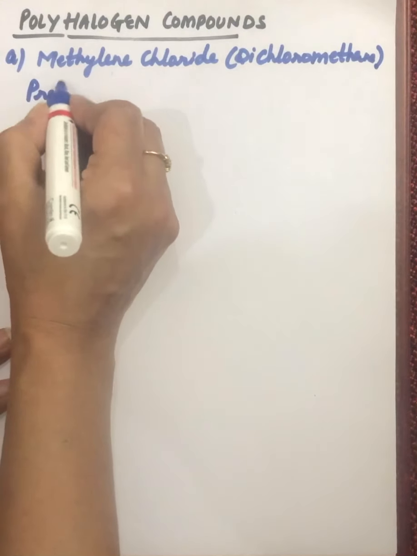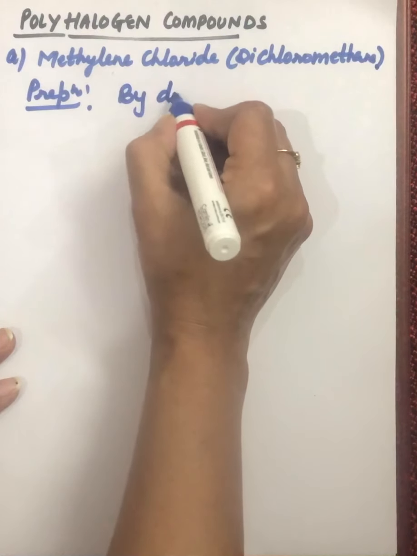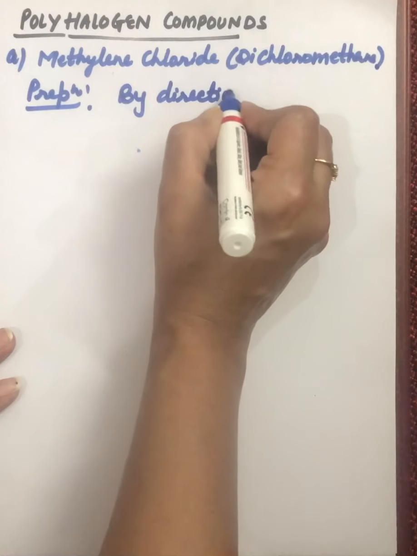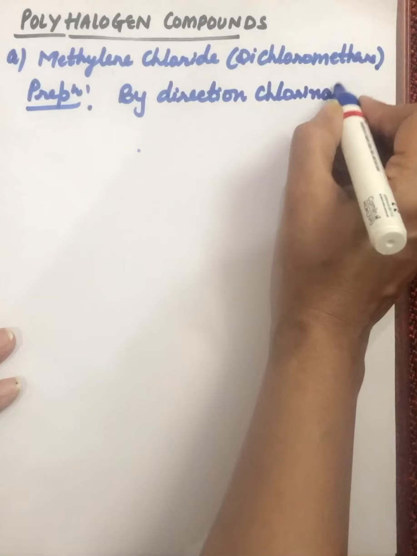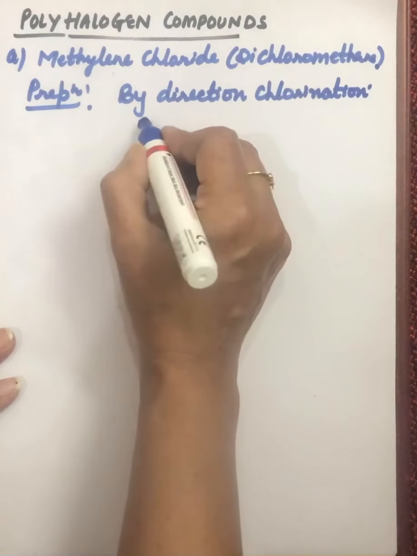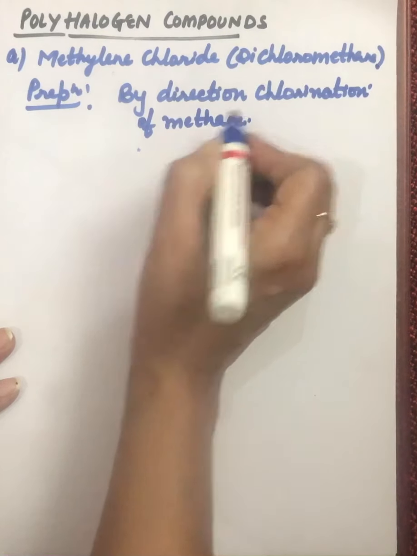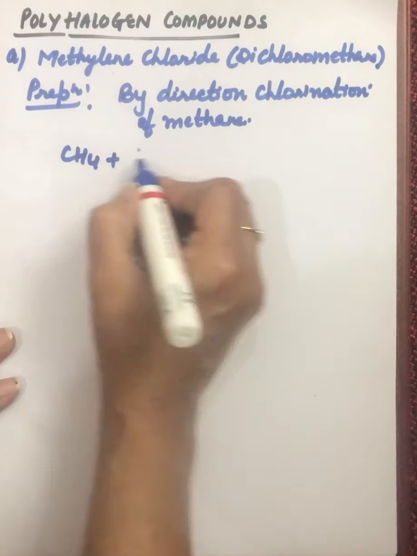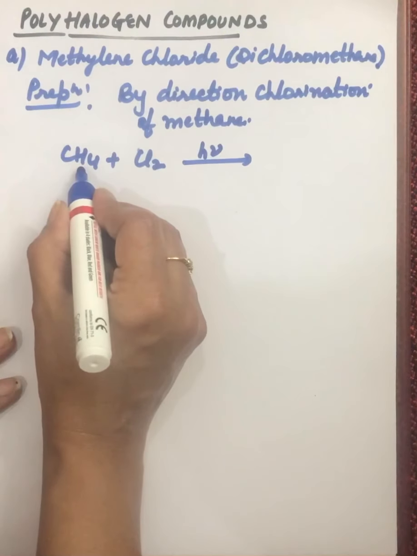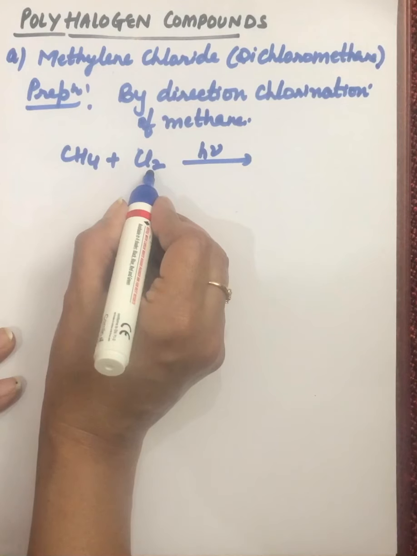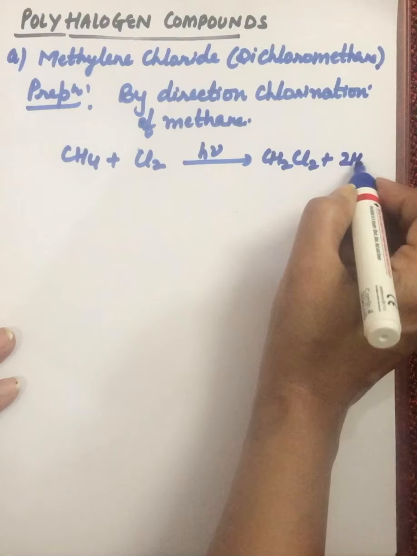Preparation. How is this compound prepared? By direct chlorination of methane. To methane, when we add chlorine in presence of sunlight, the hydrogen atoms here are substituted by the Cl and we get CH2Cl2.